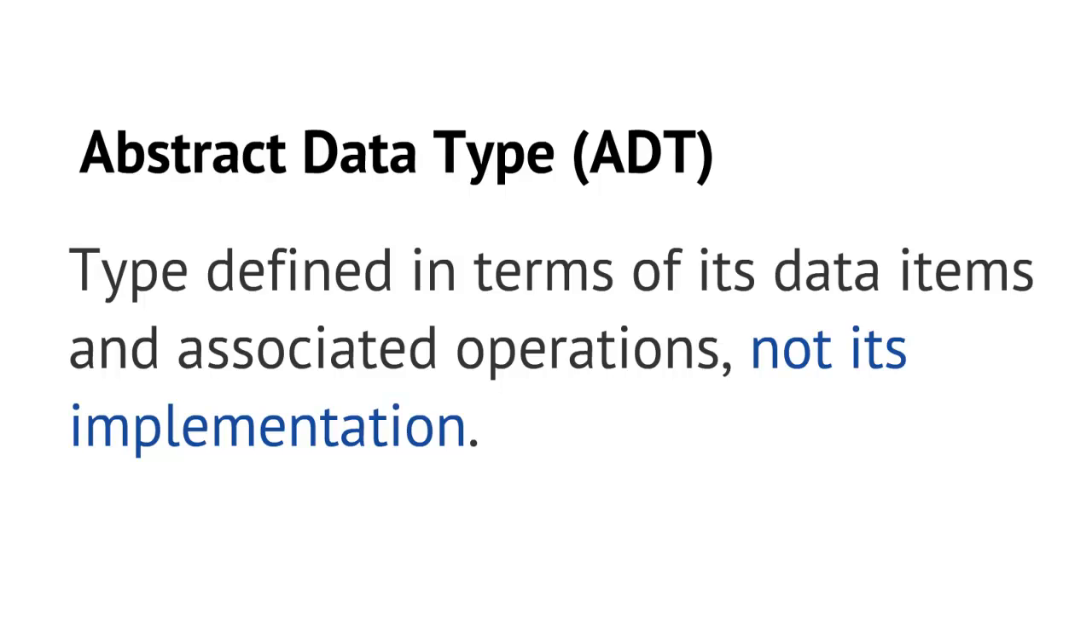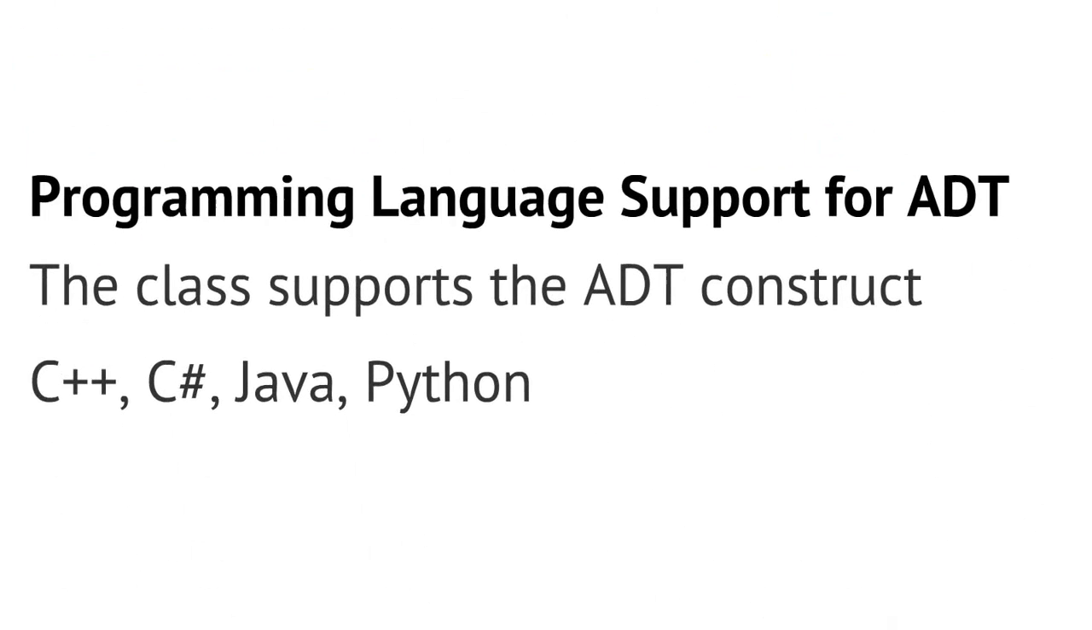And if this concept of defining something in terms of its data and its operations sounds a bit familiar, it should, because there are several programming languages that support this construct of an abstract data type, and they support it through this class mechanism. So C++, C#, Java, Python, they all support this idea of a class. And a class is just defining something in terms of data and operations, and it allows for information hiding. And information hiding is very important.